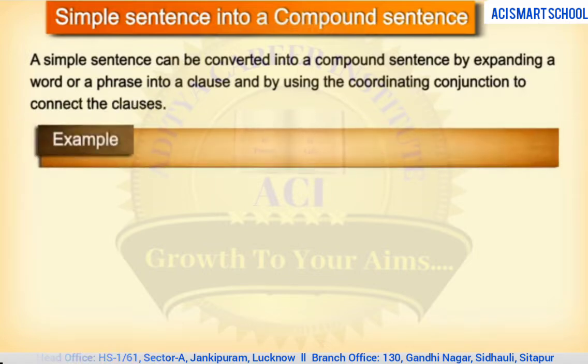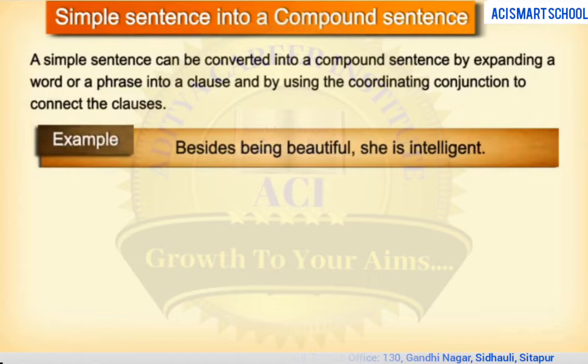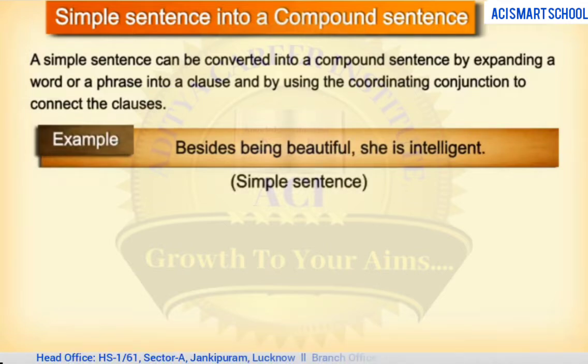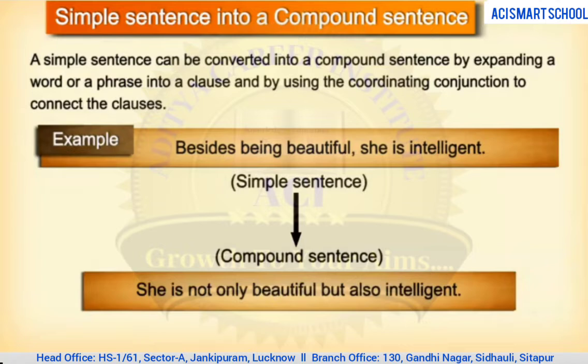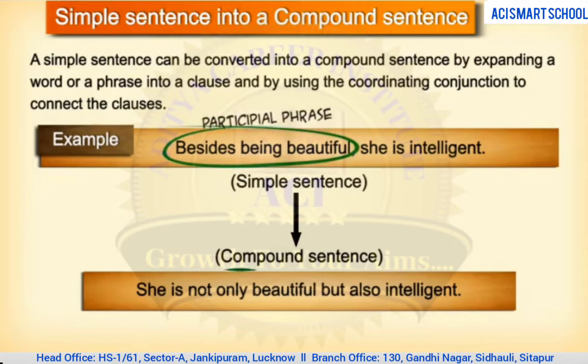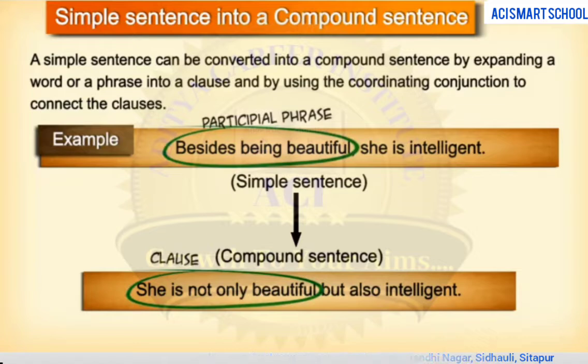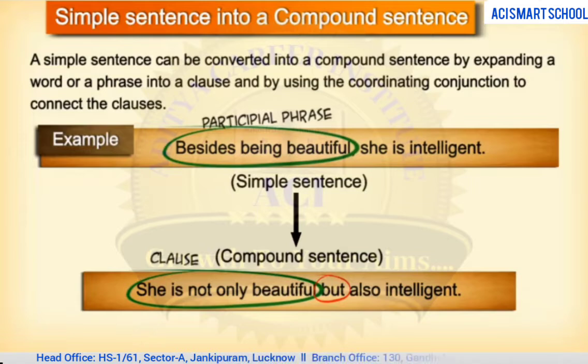Let us see some more examples. Besides being beautiful, she is intelligent. This is a simple sentence. Its corresponding compound sentence will be, she is not only beautiful but also intelligent. Here we change the participial phrase, besides being beautiful, into a clause, she is not only beautiful, and connected it to the original clause with the coordinating conjunction, but.